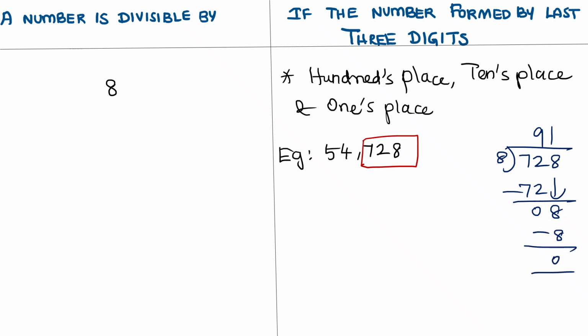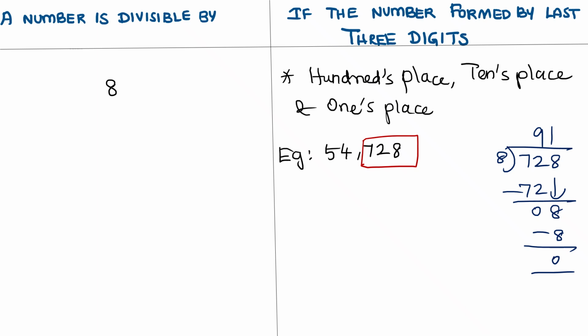Then you will be getting 0. So when you get the remainder 0, 8 into 91 times, I'll be getting here 728. I'll repeat once again. Here when you divide 728 by 8, 8 into 91 you will get 728, which leaves the remainder 0.